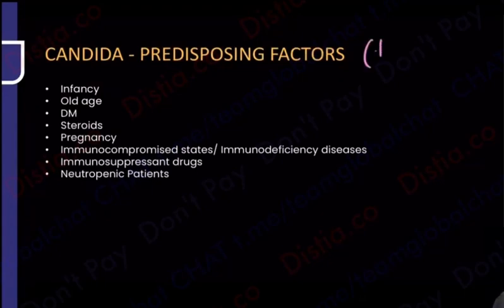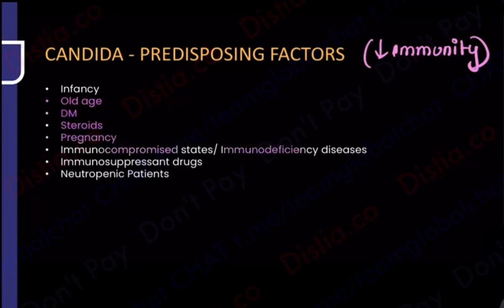So the basic concept is that when the immunity goes down, or there is some immune problem, Candida can happen. If I want to enumerate those situations: when the person is very, very old, immunity goes down. Diabetes, where healing and immunity are problematic. Steroids, where immunosuppression is done. Pregnancy, again, is one more problem.